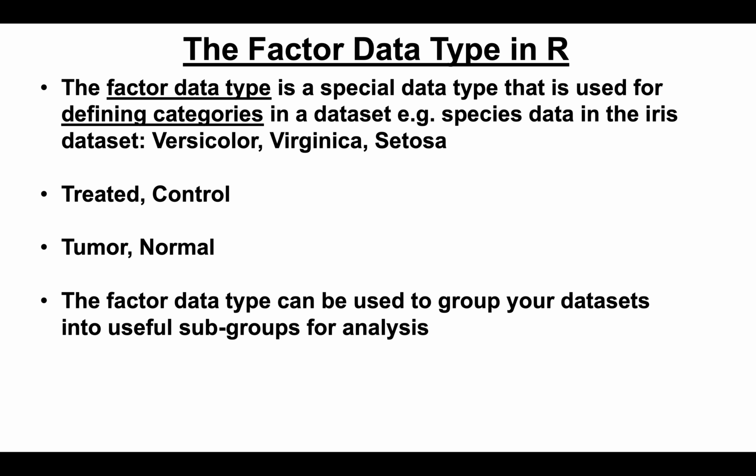And the great thing about the factor data type in R is it lets us do subgroup analyses. We can do an analysis where we just analyze the tumor and then get another analysis for the normal, and then we can compare those two. So having this factor data type in R allows us to do this sort of subgroup analysis on our data sets.